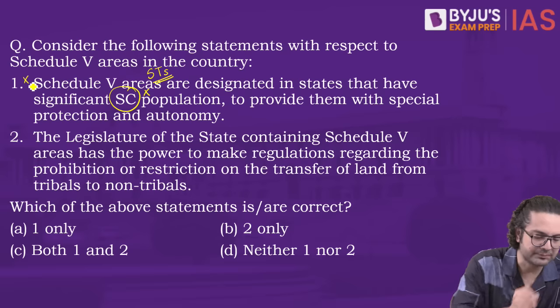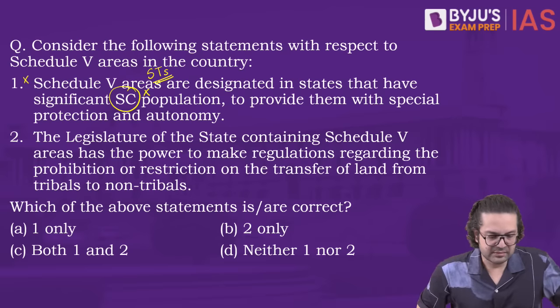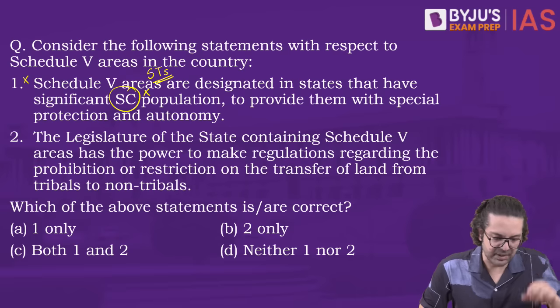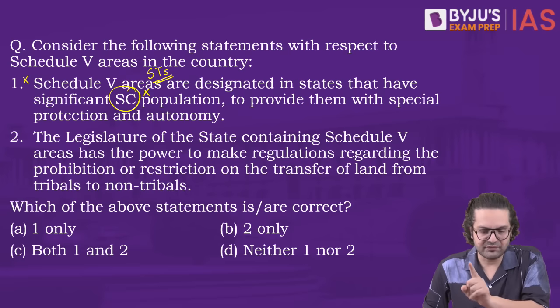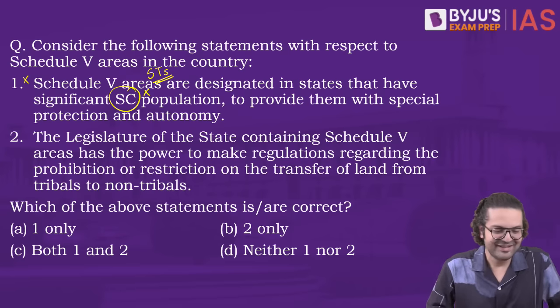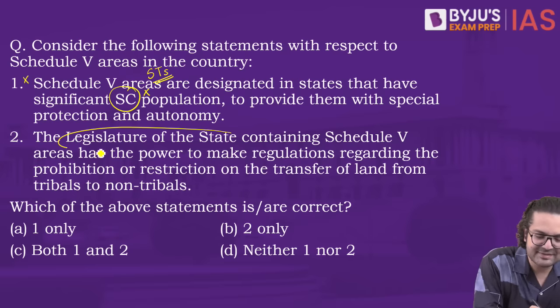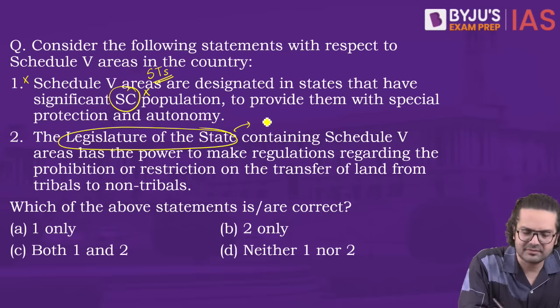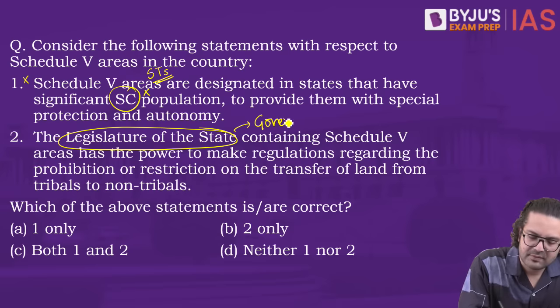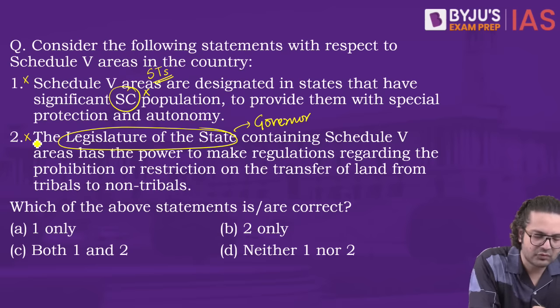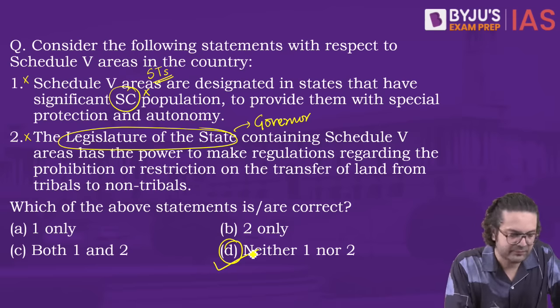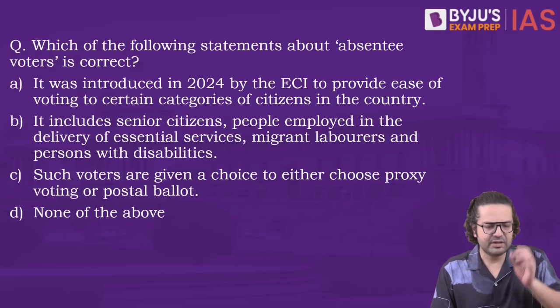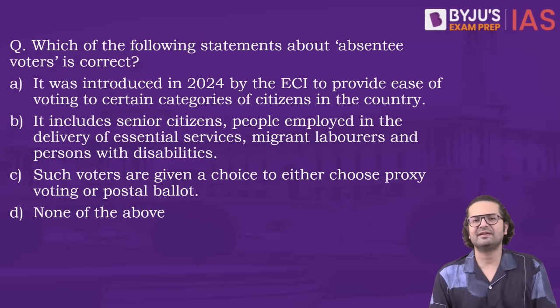Wrong. The legislature of the state containing Schedule 5 areas has the power to make regulations regarding the prohibition or restriction on the transfer of land from tribals to non-tribals. It's not the state legislature, it is the governor. Okay, so 2 is also wrong. Which of the above statements is or are correct? We know very well. Neither 1 nor 2. D.